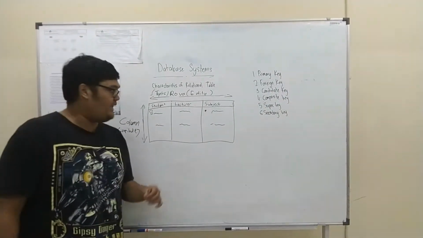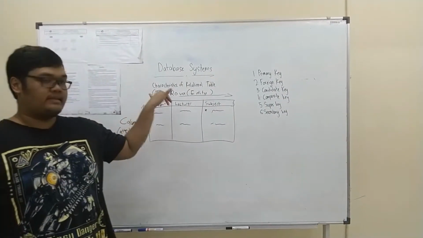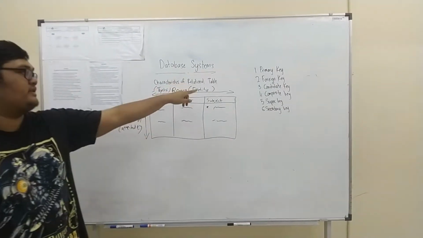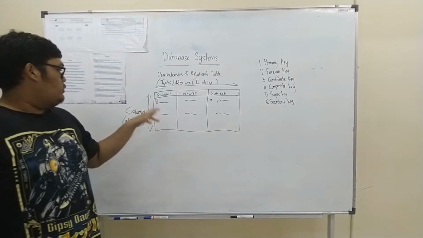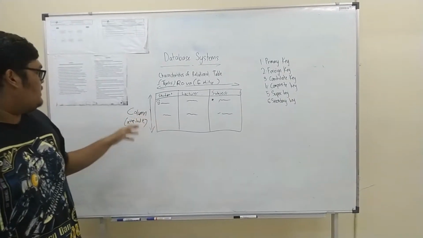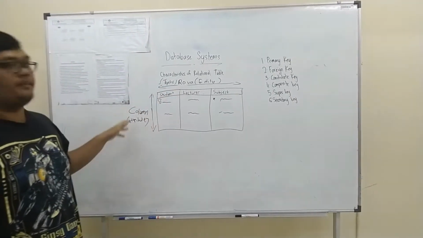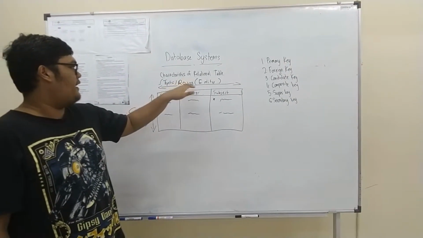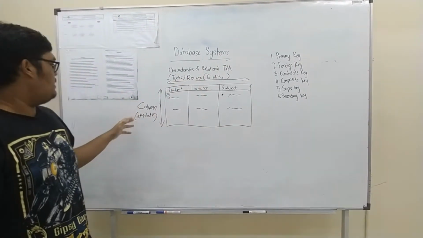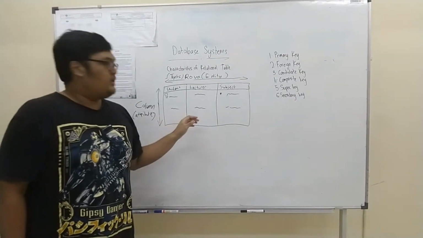Hello, my name is Adlil and I'll be talking about the characteristics of a relational table. So a relational table is a two-dimensional table that consists of a tuple, a row, and a column. And each row is defined as an entity, and each column is defined as an attribute.